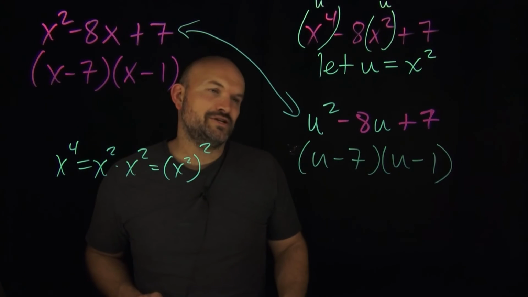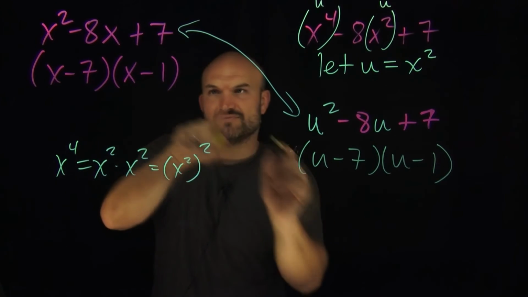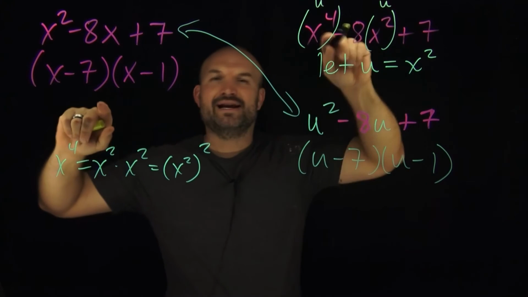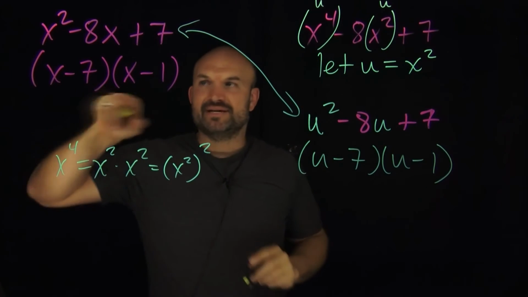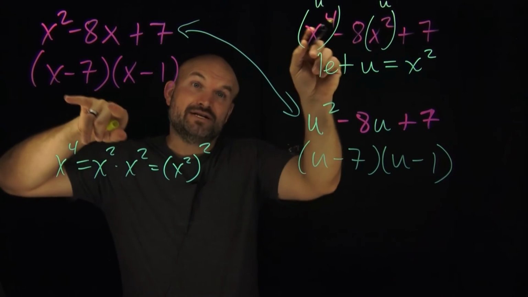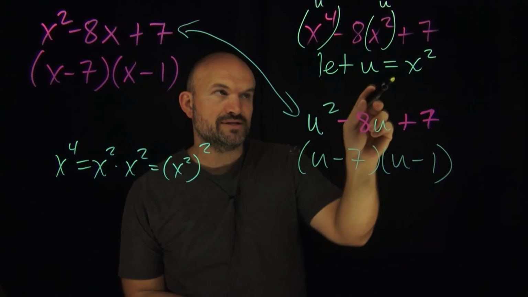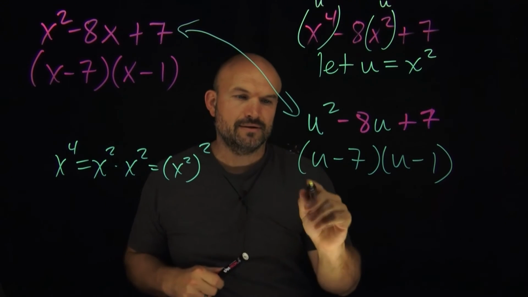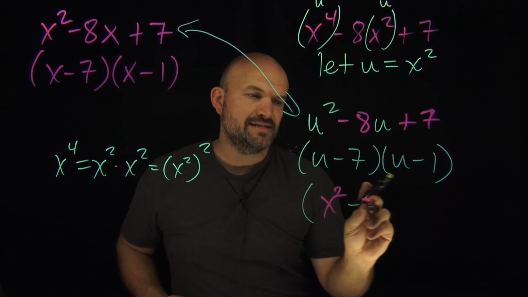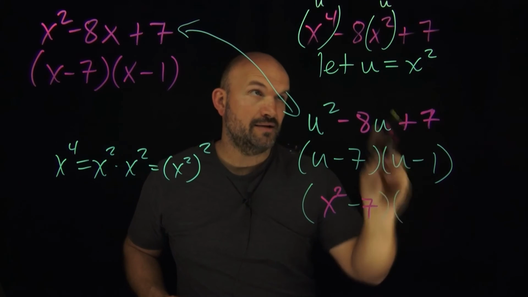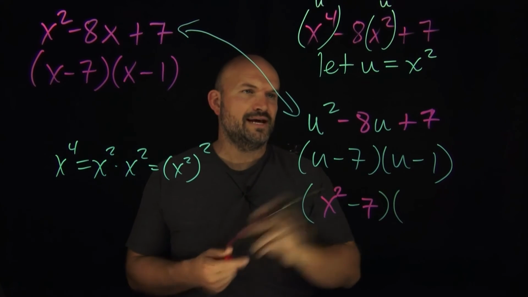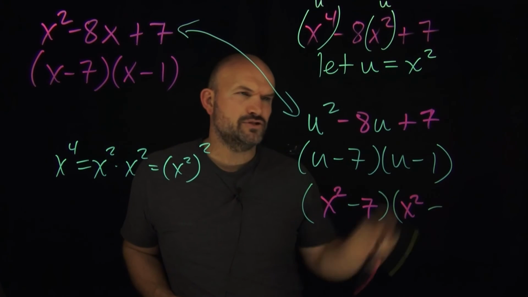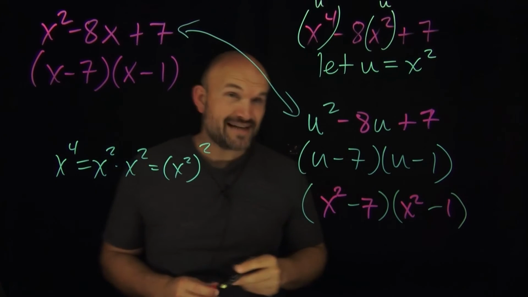Here's the thing I want you to get into. A lot of times students can do this, but they have trouble rewriting the final answer correctly, because this is the factored form for this, not the factored form for over here. So remember, what did we say u was? u is equal to x squared. So now I can write the final form, which is x squared minus 7, times x squared minus 1. That is my final answer.